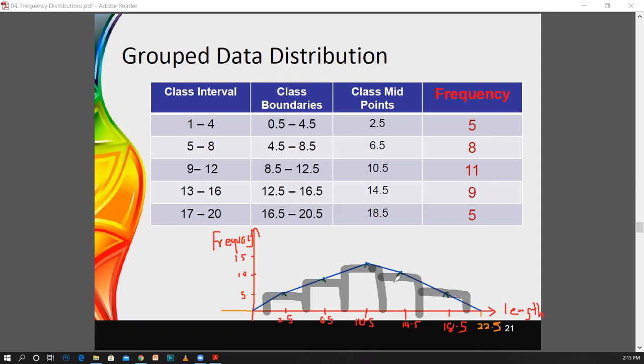This is the histogram that we have made for this example previously. Therefore, now you can see it is quite like the shape of the histogram that we have made already, and simply you can see that the midpoint of each rectangle is connected to obtain this frequency polygon.